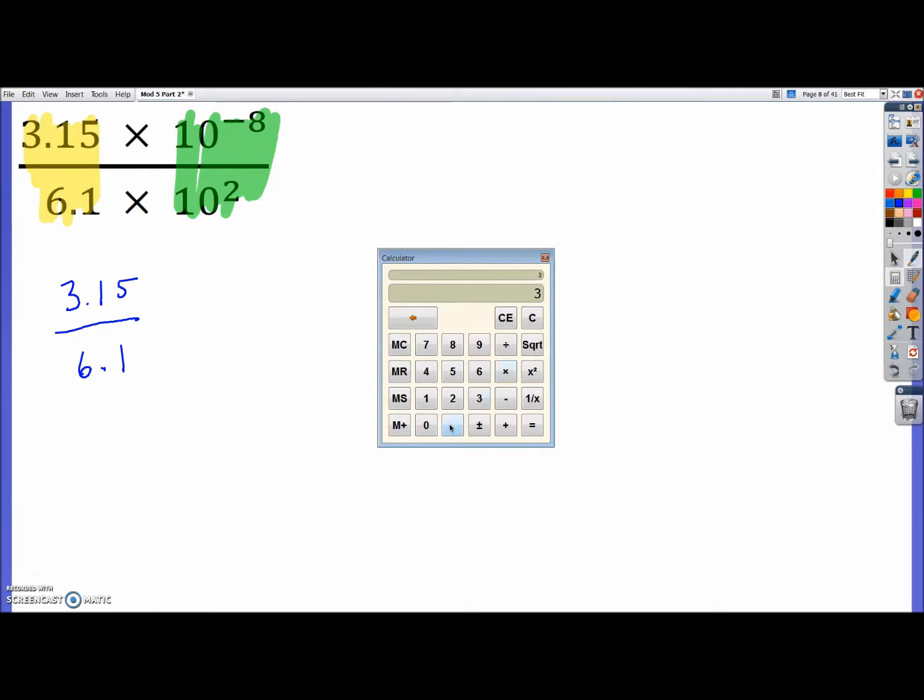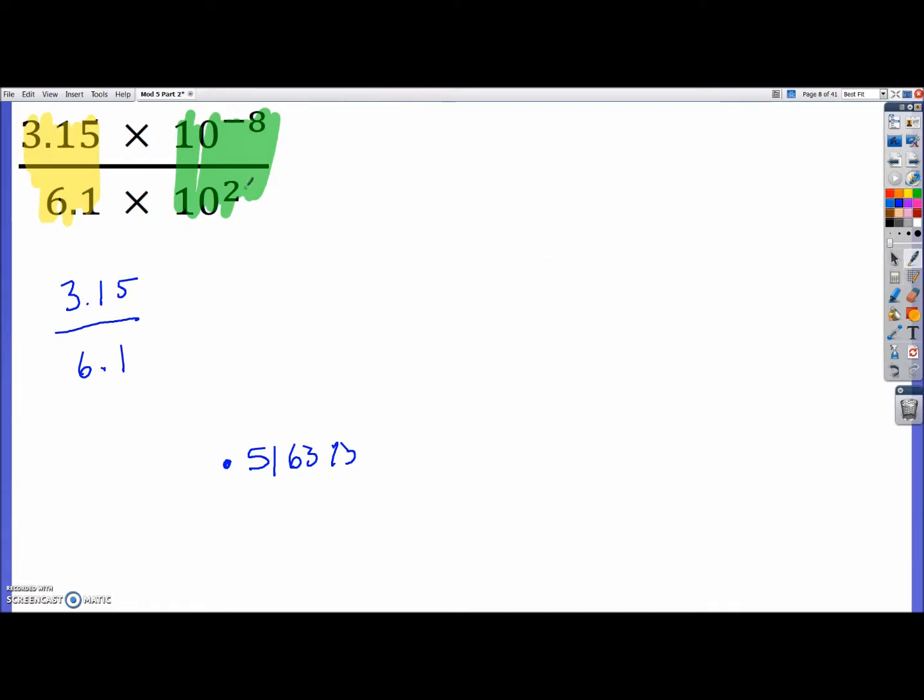And so let's go ahead and do that. I'm going to have 3.15 and divide that by 6.1. This is going to give me this decimal 0.516393. And the second thing I'm going to do is simplify these exponents.